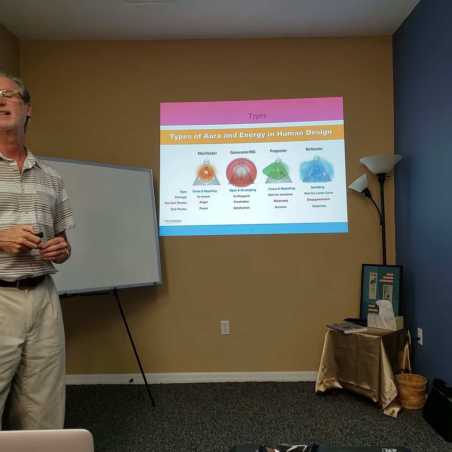Projectors are a small part of the population, only about 20%. Manifestors are also a very small group, less than 10% of the population. And Ruben's a projector too. And reflectors are the rarest type, about 1% of the population. Very, very rare, and should be cherished.